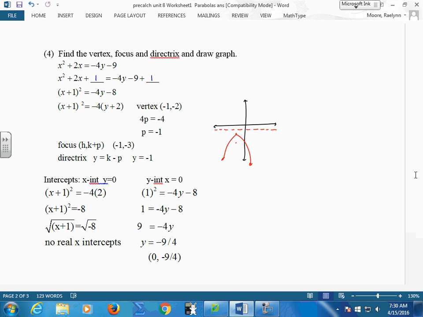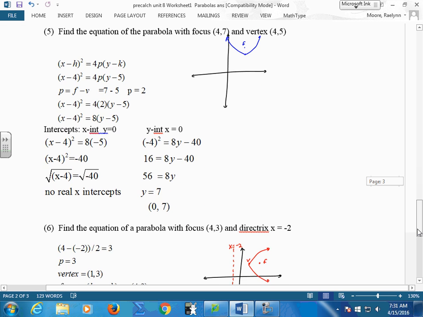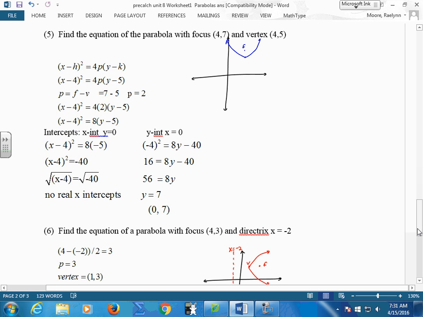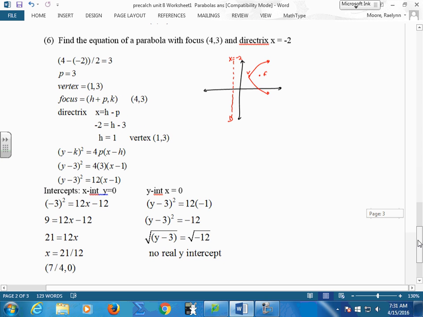Questions at all? These are working pretty good for you? Remember the first day you hated that format, and it's not so bad, right? It really helps you graph this. Find the equation. You probably didn't have to do the intercepts on this, but I just threw those in there. Okay. And the last one, this is the last one. Find this equation.